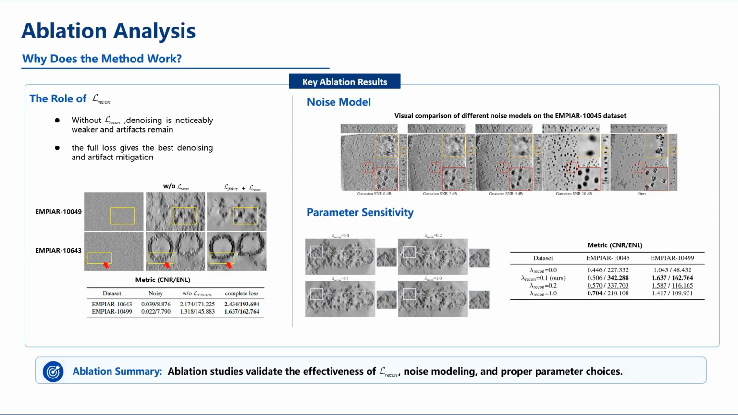Third, the authors analyze parameter sensitivity, especially the weight lambda_recon. The results show that lambda_recon equals 0.1 provides a good balance between noise suppression and missing wedge recovery. Overall, the ablation studies validate the effectiveness of reconstruction loss, realistic noise modeling, and proper parameter choices.